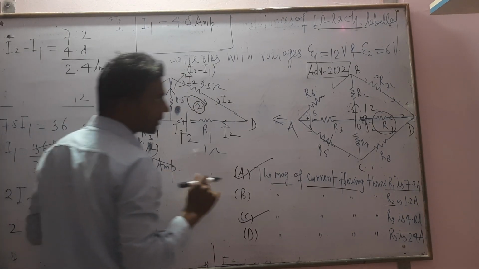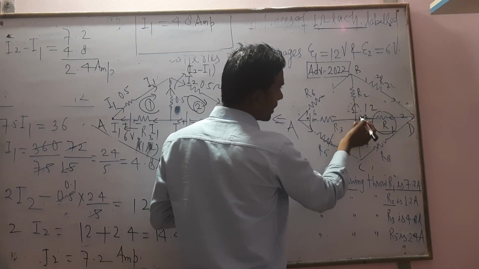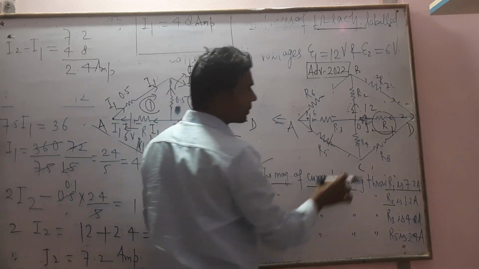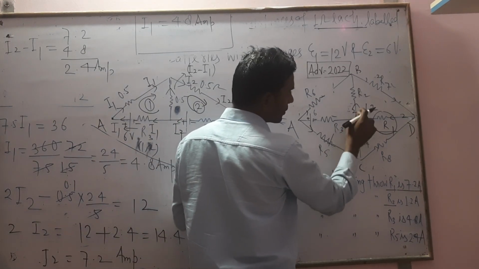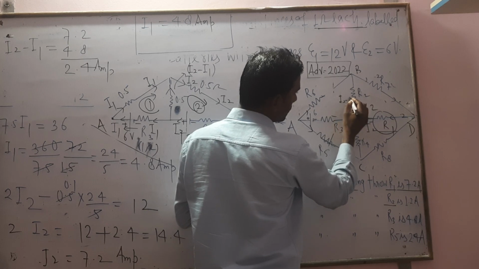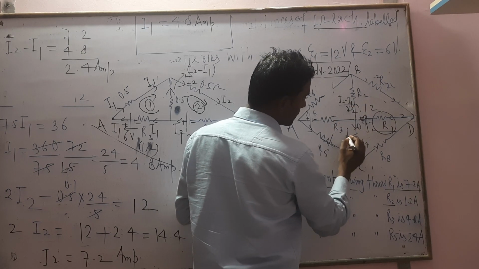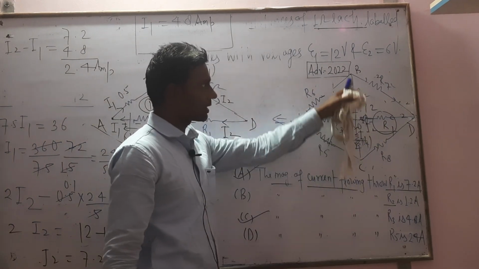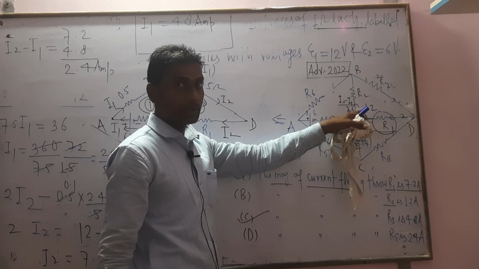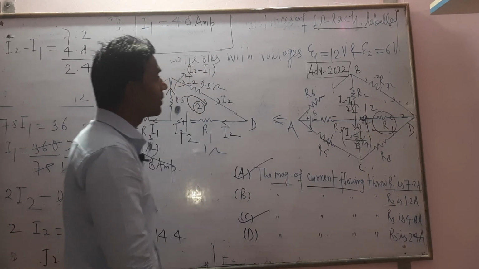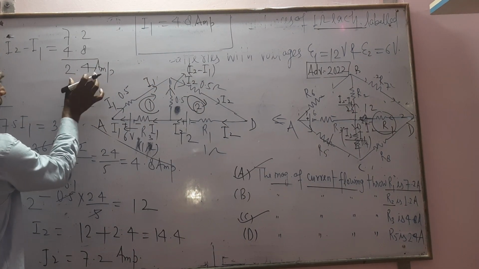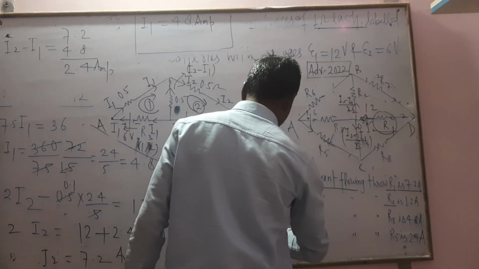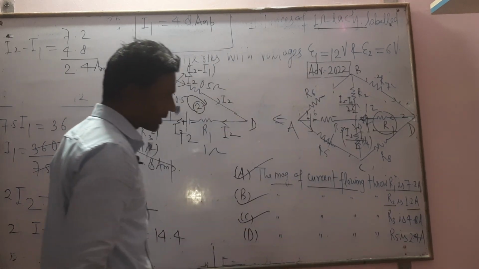But here we are looking at this as the current I2 minus I1, and we are distributing it in two divisions. This is I2 minus I1 divided by 2, and similarly I2 minus I1 divided by 2. So in resistance R2, the current flowing is I2 minus I1 divided by 2. So 2.4 divided by 2 equals 1.2 ampere. So in R2, current equals 1.2 ampere. That is the correct option.